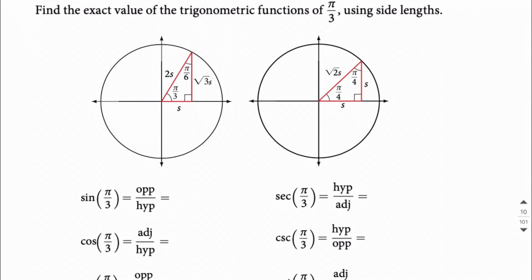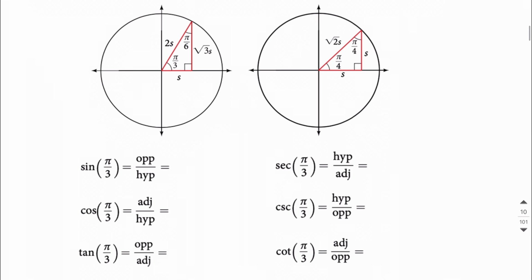Okay, our goal on this example is to find the exact value of all 6 trigonometric functions of pi over 3, using these side lengths. So what we've done is we've set this up so that we are going to be focused on the left-hand side. You'll see that we have pi over 3 as this angle hanging out right here. So it's only that left graph that we're really focused on for this example.